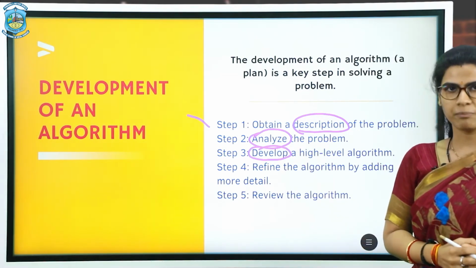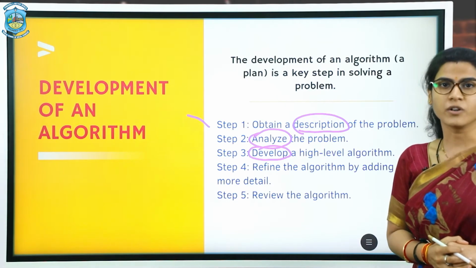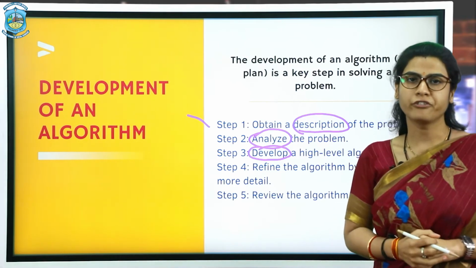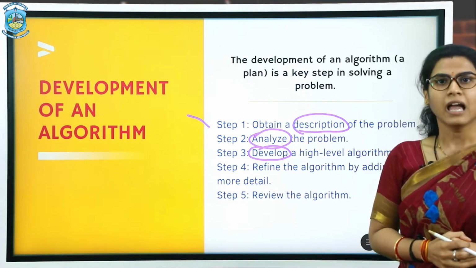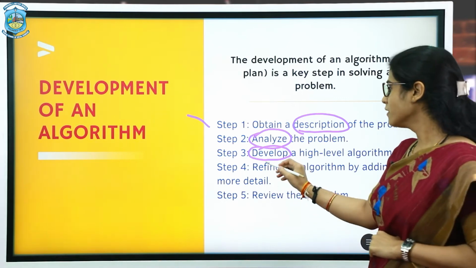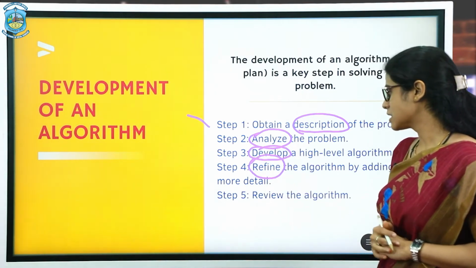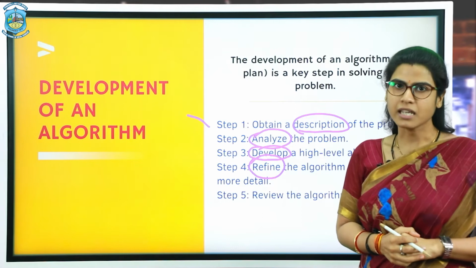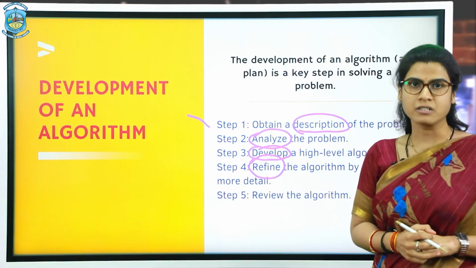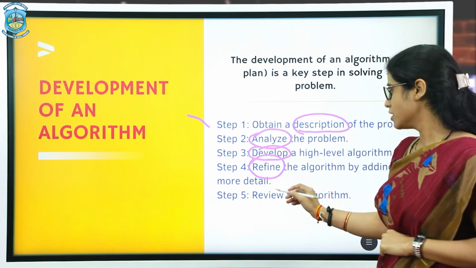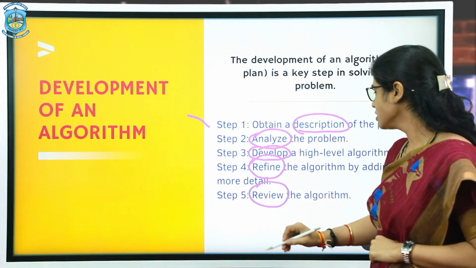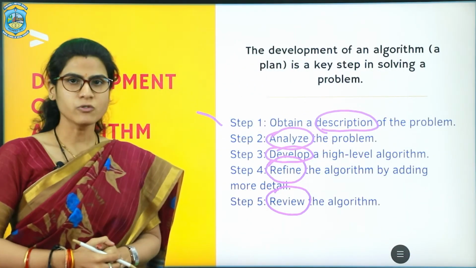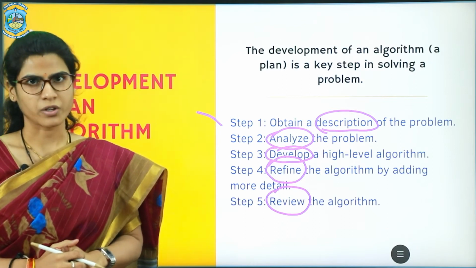Then after developing, we have to refine our algorithm. If any modifications are required, we are going to perform those modifications in our algorithm and refine it. So the fourth step is about refinement. And the last is reviewing. Whatever algorithm we have made should be reviewed before the implementation. So before moving towards the implementation, we should review our algorithm. These are the steps which we have to follow while developing an algorithm.